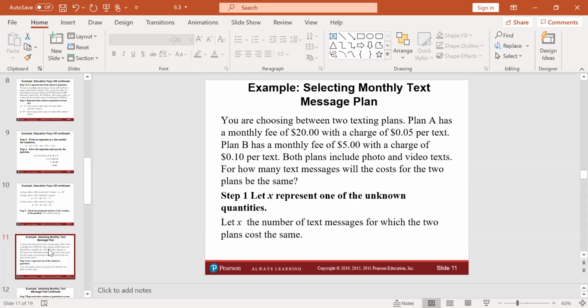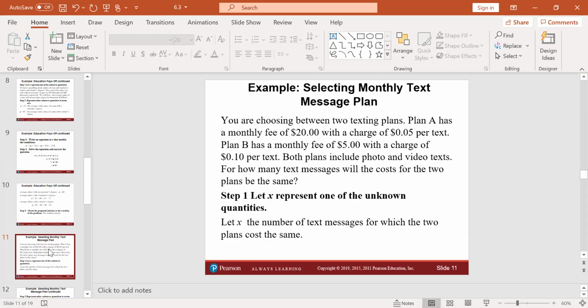Now, Plan B sounds better. You only pay a flat fee of $5 every month, but then it charges 10 cents per text. So at some point, the fact that you're paying more per text message with Plan B, it's going to catch up to the first plan, and then it's going to end up being worse after you've caught up with it.